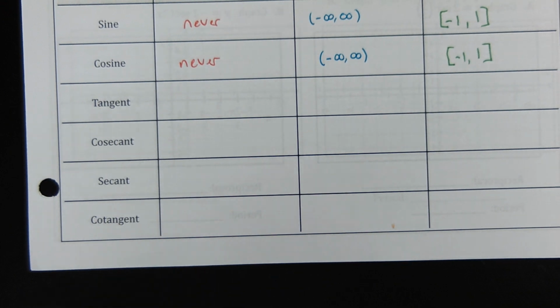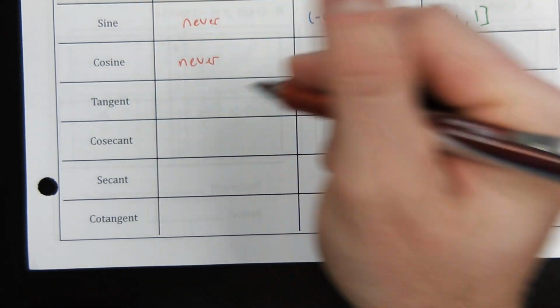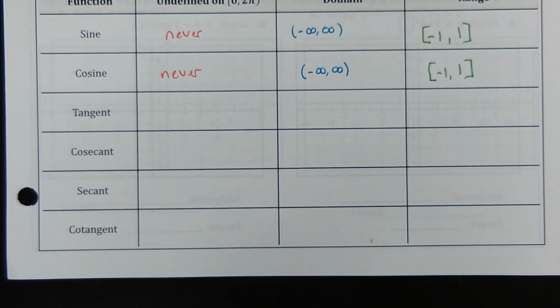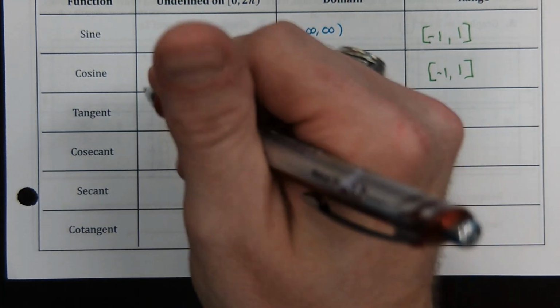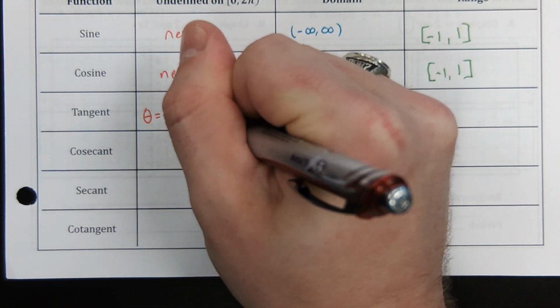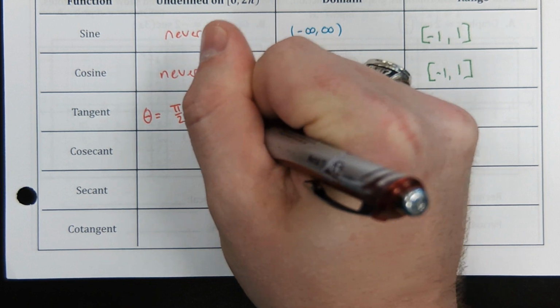So it is undefined at, and we're going to do these as theta equals, not x, because I don't want you confusing side length x with variable x. So we do thetas. Tangent is undefined when theta is pi over 2 and also 3 pi over 2.